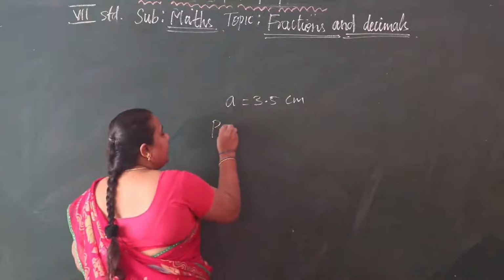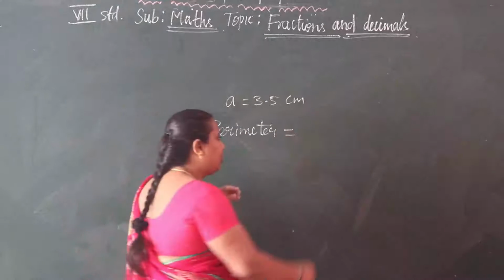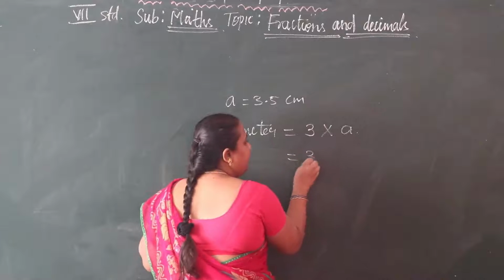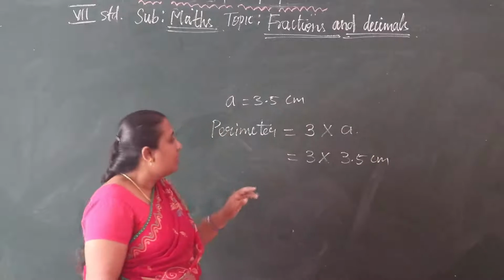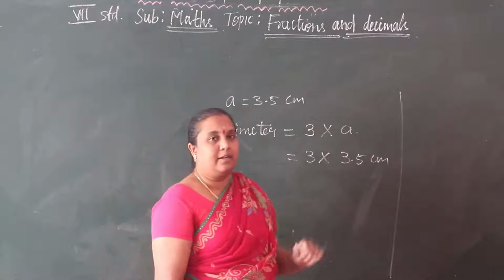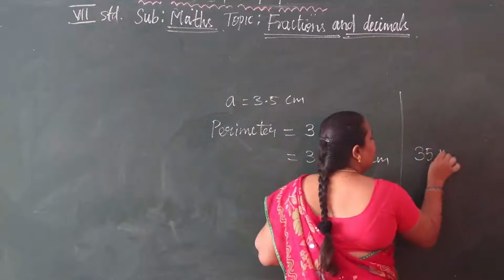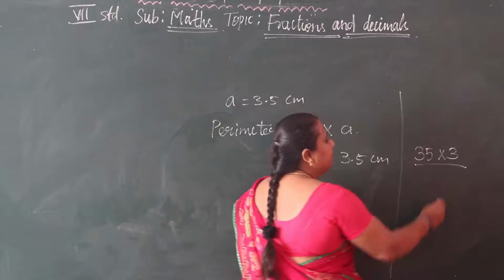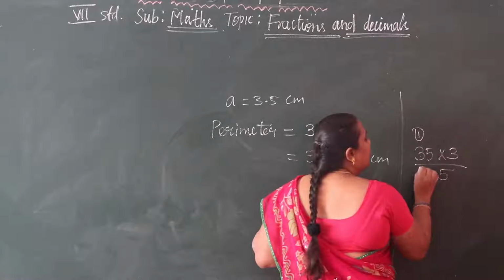So the perimeter of the equilateral triangle equals 3 sides into the side of the equilateral triangle. What is the side? 3.5 centimeter. We can multiply this in a rough column in our class work. We can take it as a whole number, so 35 into 3, by the normal multiplication method. 3 5s are 15, balance 1, 3 3s are 9, 9 plus 1 is 10.